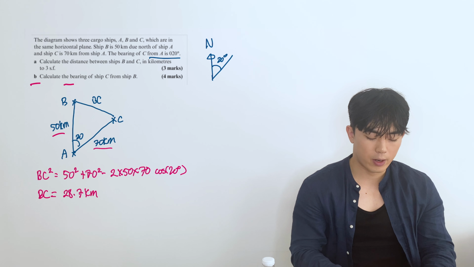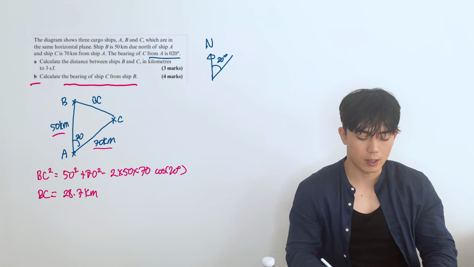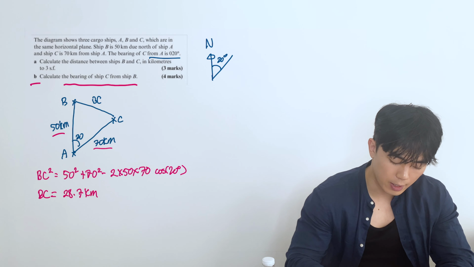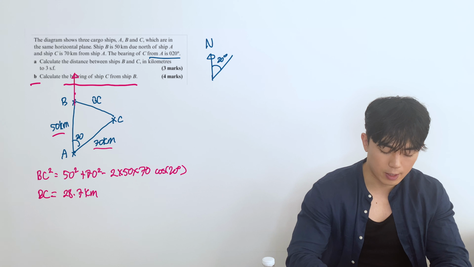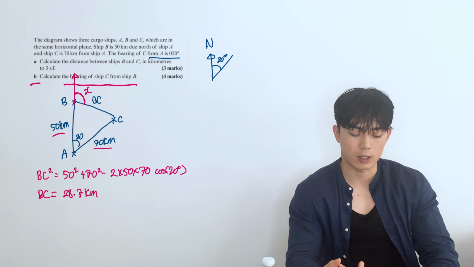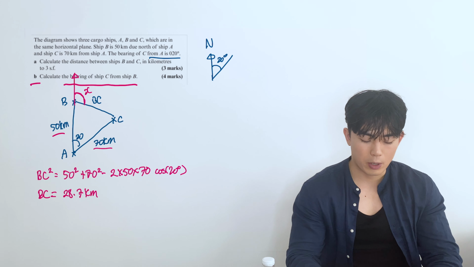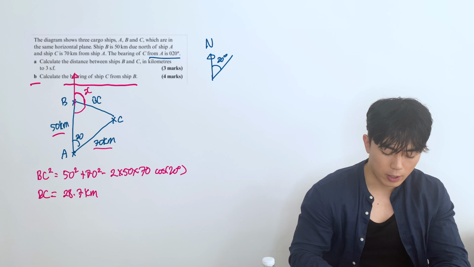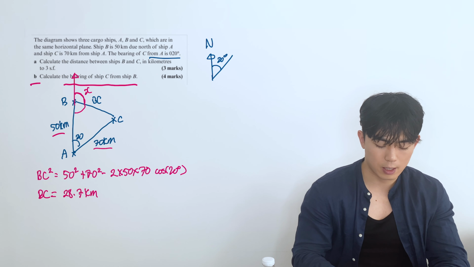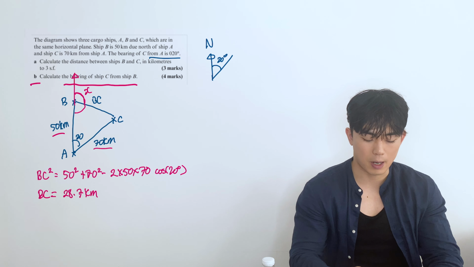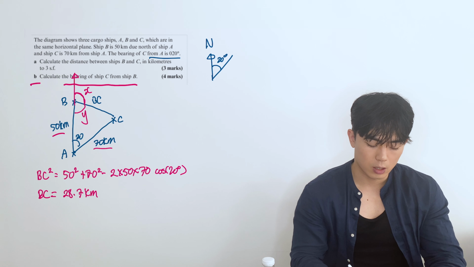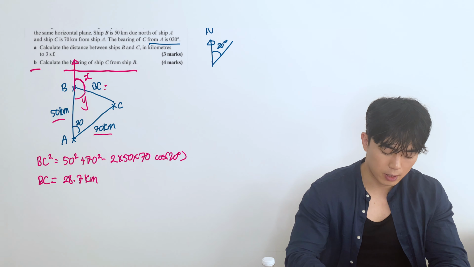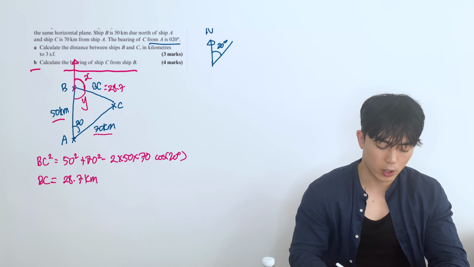Next, calculate the bearing of ship C from ship B. Once again, it's a bearing, so it's relative to the north side. So the angle we're trying to find is this angle here. Let's call this angle X, because that's the angle we're trying to find. In order to do that, we're going to need to find this angle here, because this line is 180 degrees, so I can do 180 minus this angle, let's call it Y, to get my X value. Because we know BC is 28.7, we know all 3 lengths.